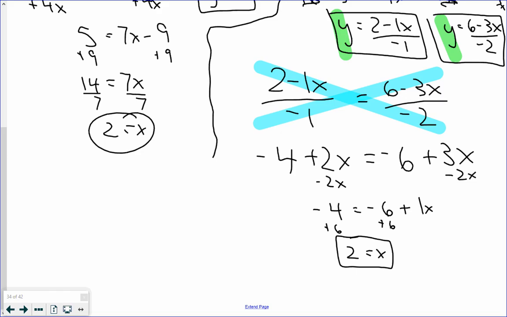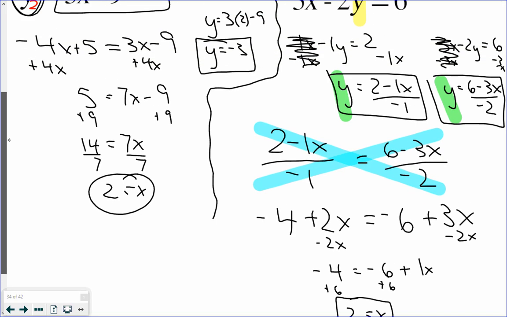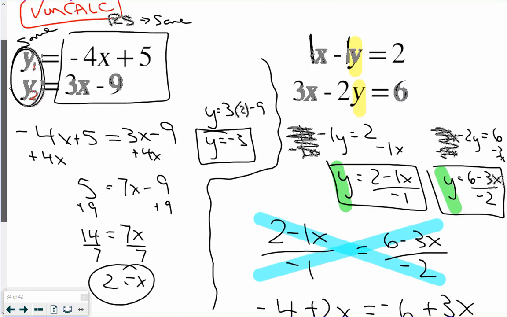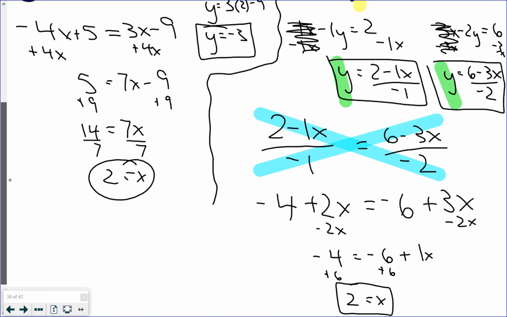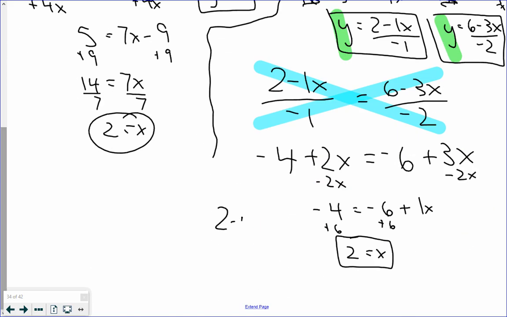Are you done once you've solved x? Nope. Which one seems easier? I would say the top, right? So x minus y equals 2. So think about this. 2 minus y equals 2. 2 minus what is 2? 0. Just use your common sense. You don't always have to do algebra. Okay? So those two lines would intersect at 2, 0.